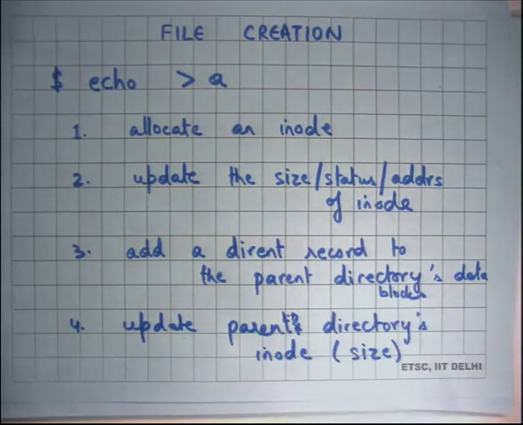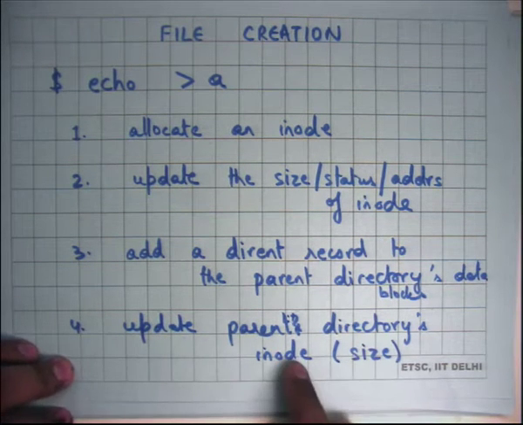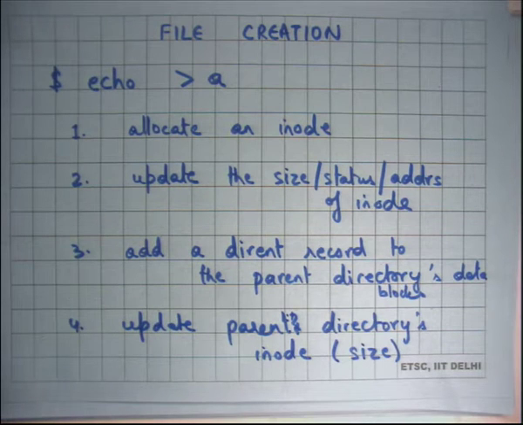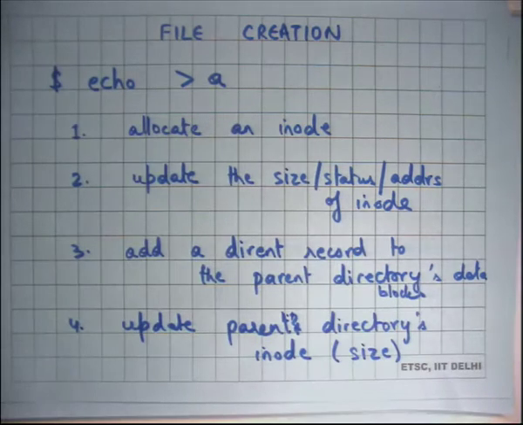So this block is going to be added to the directory's data blocks, and then you're going to update the parent directory's inode. So you have appended a block to the parent directory's file, and so you want to also update the parent directory's inode to indicate that the size has changed, right? So 4 or 5 or some number of random writes to the disk to be able to create a file like this, right? Okay.